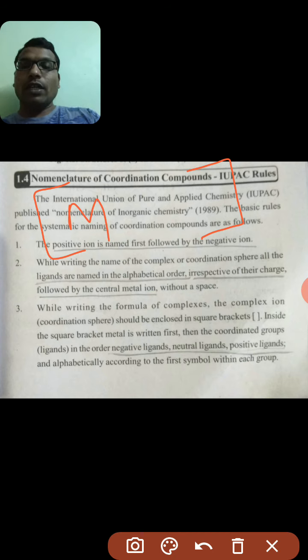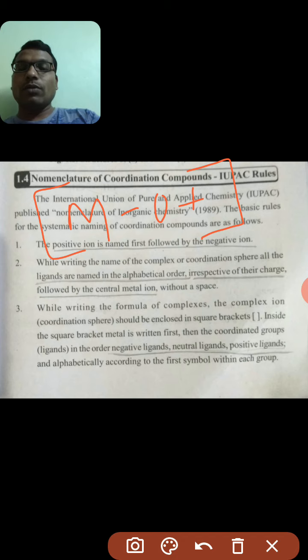After writing the metal first, then the coordination group, the ligand. The coordination group is nothing but the ligand. In the order, first we should write the negative ligand, then the neutral ligand, followed by the positive ligand. Within each group, we write alphabetically according to the first symbol.